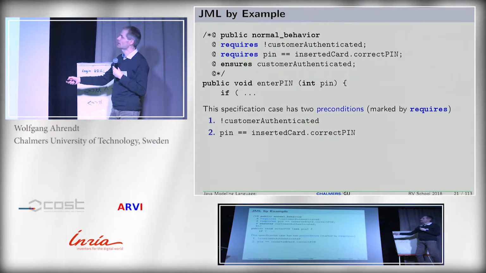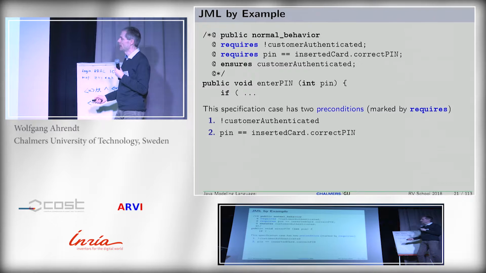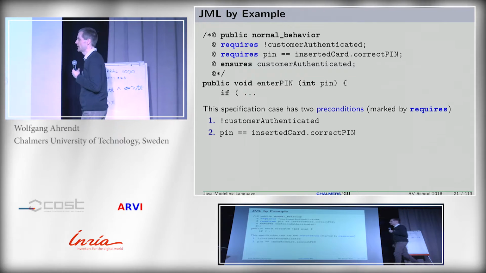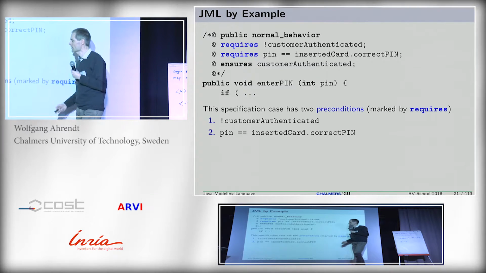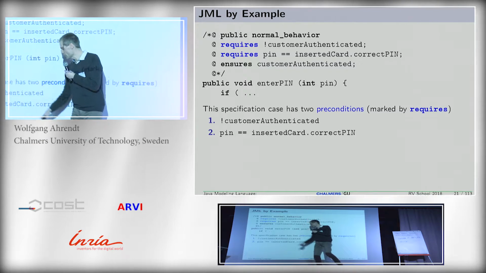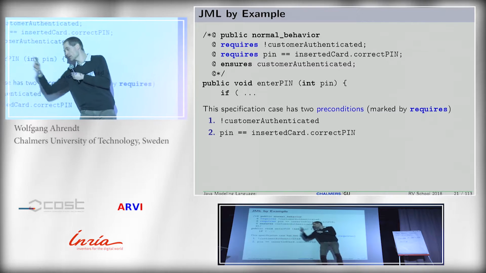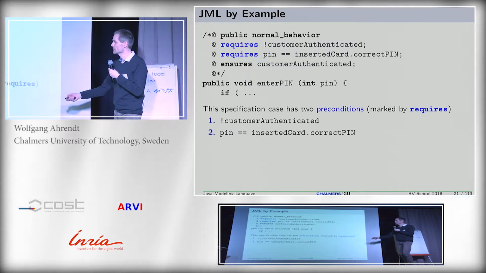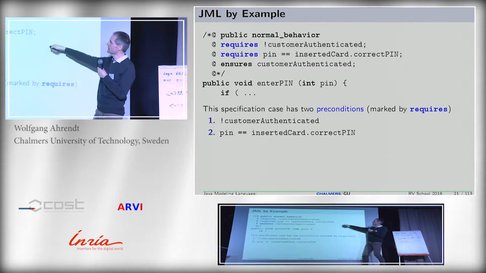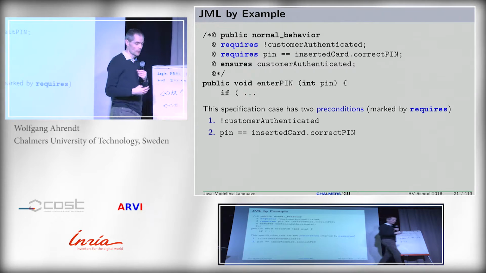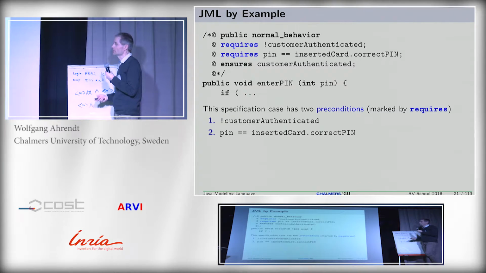Good, and now we have these two preconditions here, marked as requires, saying the customer is not authenticated, and the pin is the same as the pin of the card I'm pointing to. So this is a different object. This is a local variable pointing to a different object, and this is a field of that object. So not everything is totally local here. This is already going into a different class here. You also see that these conditions here are just Java Booleans, but that will change. We will generalize from that later on.